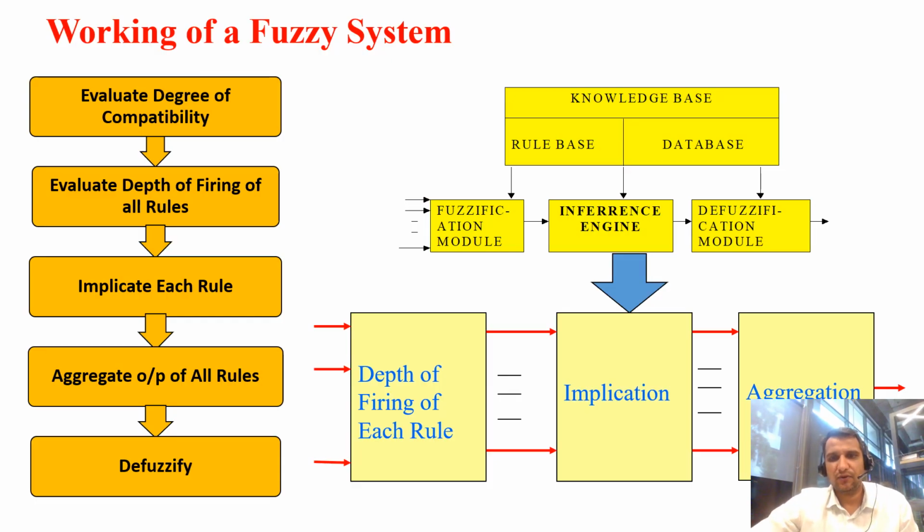So this is the overall concept of fuzzy system, how it works. In a fuzzy system there are basically four main steps: fuzzification, inference engine, defuzzification and knowledge base, that is rule base. Further, inference engine is divided into three parts. These three parts are depth of firing, implication and aggregation. So I will discuss with the help of examples one by one what significance they have.